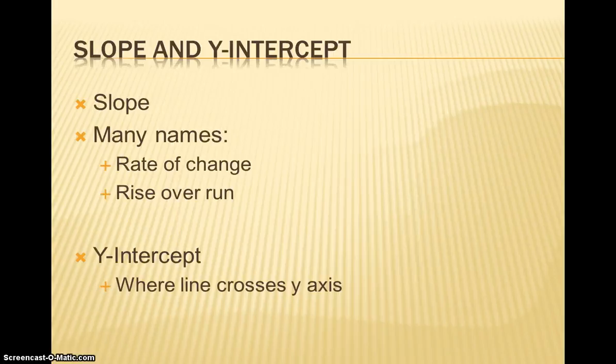The last two pieces of information that are important are slope and y-intercept. First, we will talk about slope. Slope is the rate at which the function changes from input to output. Slope, therefore, can be called rate of change and also rise over run. The y-intercept is the point at which the line crosses the y-axis.